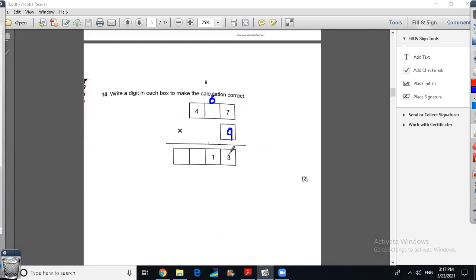9 times 7 is 63. 3, carry up the 6. 9 times what, when you add to it 6, gives you something 1? Okay, so let's see. 9 times what is going to give you an answer when you add to it 6?